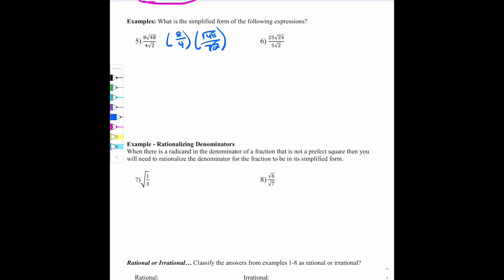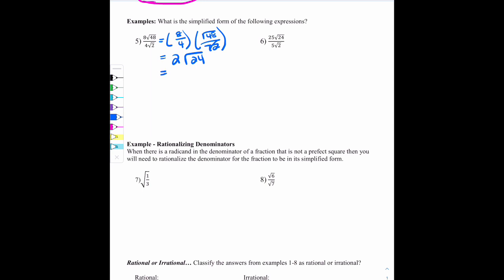So now I know that 8 divided by 4 is 2. And I'm going to divide my numbers. The square root of 48 divided by the square root of 2, which is the square root of 24. So I have 2 square root 24. Now again, I have to make sure that radical is in its simplest form. Square root of 24 can be simplified.